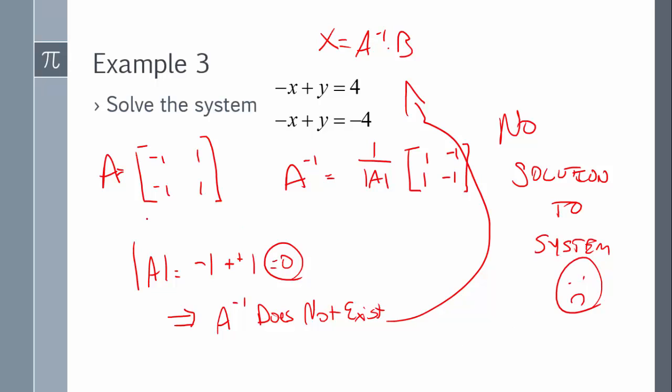Okay? So it's kind of easy. If you get this matrix A and find out that its determinant is 0, you're done with the problem. There's no solution. Okay? All right, with that, I have some examples of some systems for you to try.